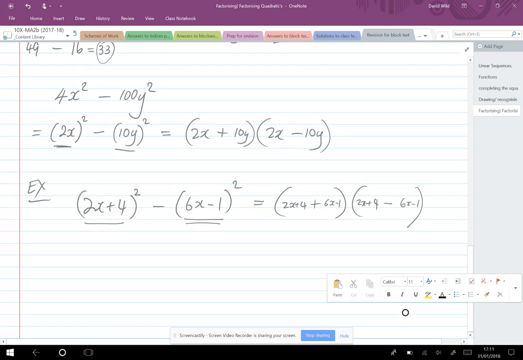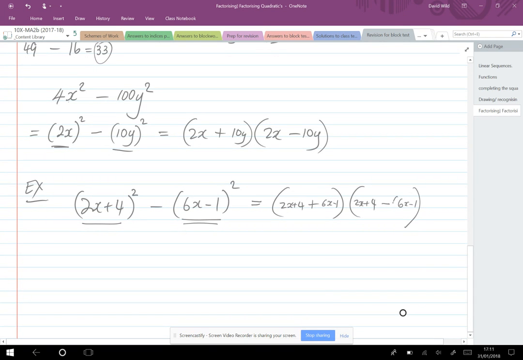We're actually subtracting all of this, 6x minus 1, so we need brackets around there. Don't forget that. You could put brackets there as well if you wanted to, around these, just to be absolutely certain. And then we can simplify these outer brackets now. 2x plus 4 plus 6x minus 1. Well, 2x plus 6x is 8x. 4 plus minus 1 is 3.